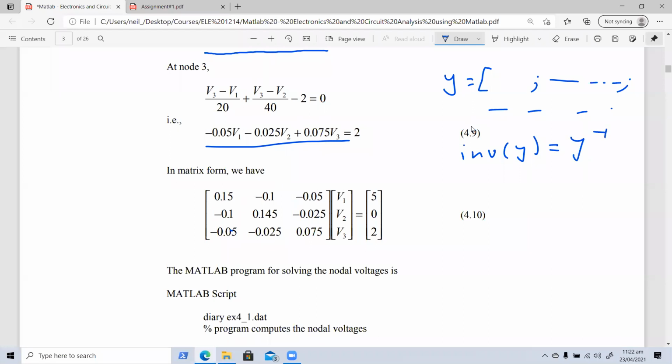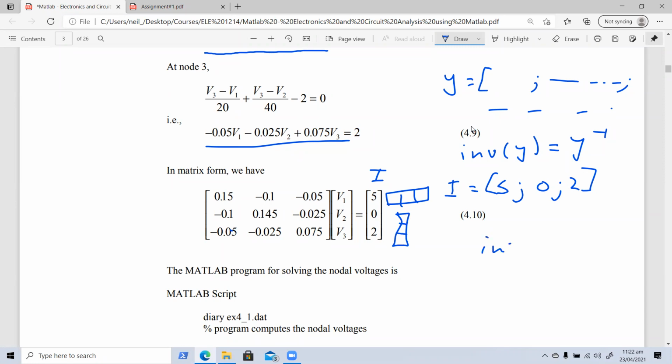That will give you Y inverse. And then we can multiply that by this matrix here, right? So we can call this matrix I, and we say I is equal to 5 semicolon 0 semicolon 2, right? Remember, because it's a column matrix and not a row matrix, it's a column matrix. So that's why we put the semicolons like this, and we can multiply that.